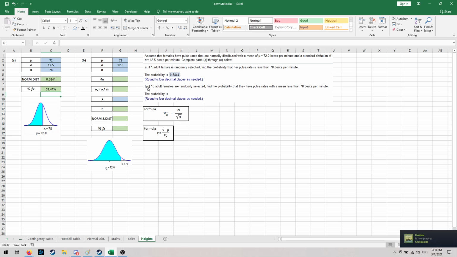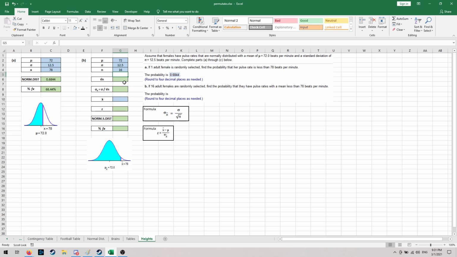Next, we're asked, okay, well, what if we pull out 16 women instead of 1? What's the probability that they have pulse rates with a mean less than 78 beats per minute? So for this, we're going to bring our formulas into play. And the first thing we're going to do is we're going to address n. N is the size of our sample, and we're told that that's 16. Now we need to find the standard deviation of the sample mean, and that's what this formula does, and that's what this represents.